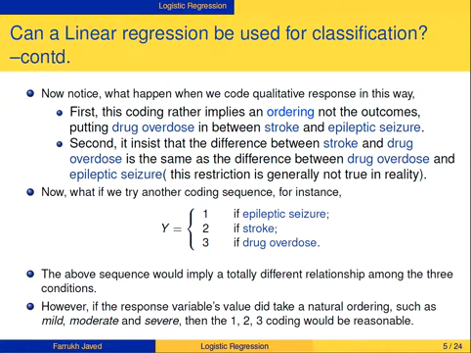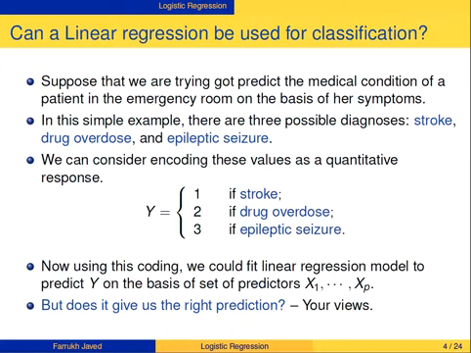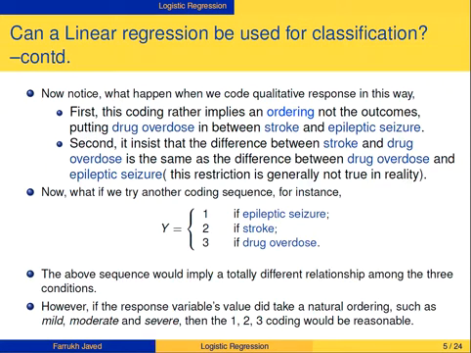Now, notice what happened when we code a qualitative response in this way. First, this coding implies an ordering, not the outcome. For example, we put drug overdose in between stroke and epileptic seizure. We say 1 for strokes, 2 for overdose, and 3 for epileptic seizure, right? So now drug overdose is in between strokes and epileptic seizure. Similarly, strokes comes before drug overdose, and epileptic seizure comes after the first 2 categories, right?